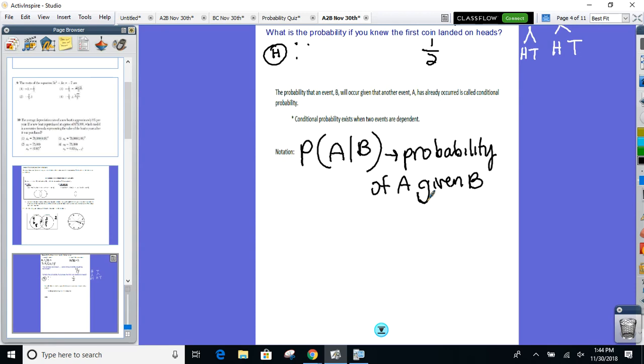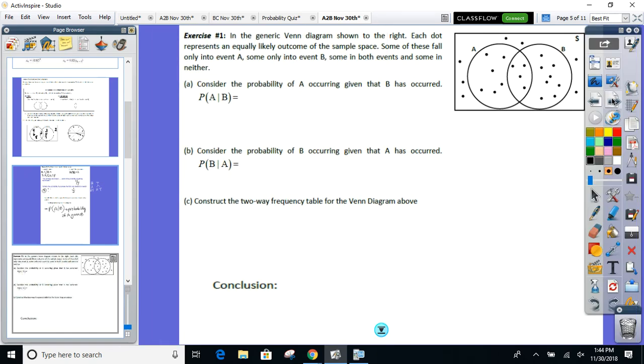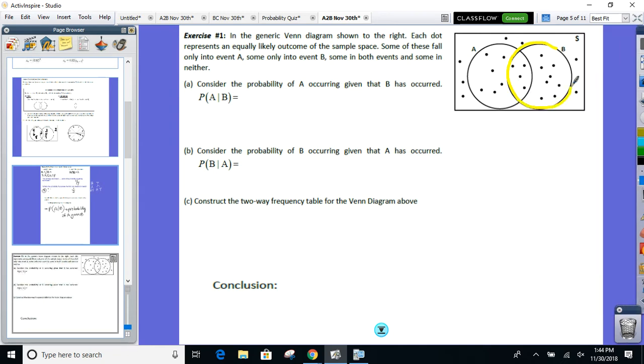Called conditional probability. Go back to the Venn diagrams. Now I put dots in here. Hopefully this cleans it up now. Could somebody read that for me? This is the probability of A given B. Guys, B has already occurred. So what it's saying is, B happened, so you can only look at the dots in B now. How many of them are there?